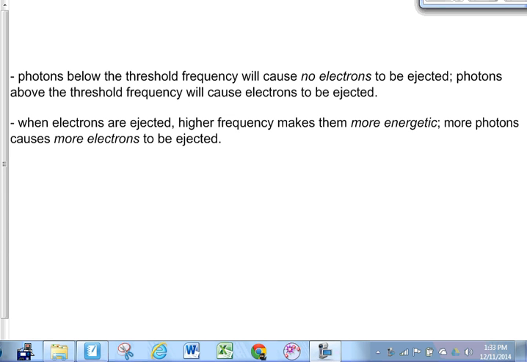Now we've established this, right? Now that we've defined our terms, we'll reiterate it. If we're below the threshold frequency, nothing's going to happen. It doesn't matter whether you have one photon below the threshold frequency or 1,000 photons below the threshold frequency, nothing will happen. Photons above the threshold frequency will cause the electrons to be ejected. And it's a 1-to-1 ratio. So if you have a single photon above the threshold frequency, then you're going to have a single electron ejected. If you have 1,000 photons above, it's going to be 1,000 electrons that are ejected.